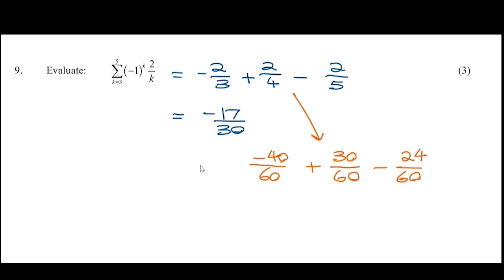This actually is minus 40 plus 30 minus 24. It's minus 34 over 60. Lastly, I can look for common factors of 34 and 60. In fact, 2 goes into both of them. If I divide the top by 2, I get minus 17, and if I divide the bottom by 2, I get 30. That's what the calculator would have given us. But it's really important that we're not scared of fractions.